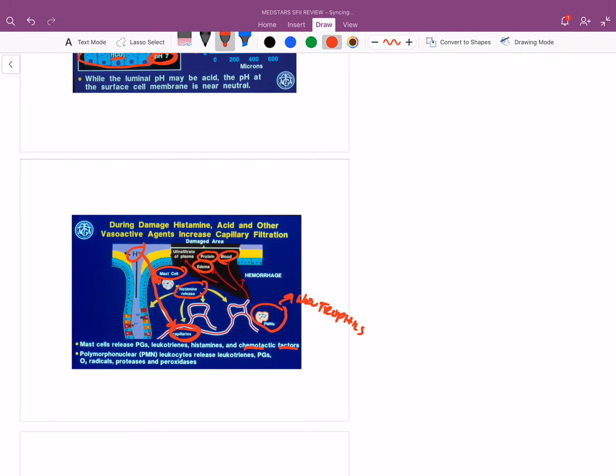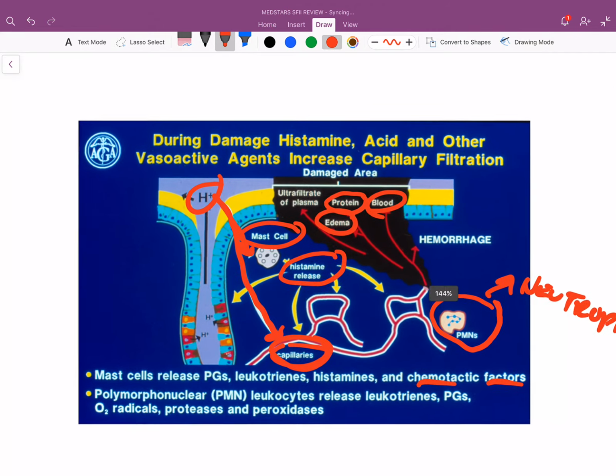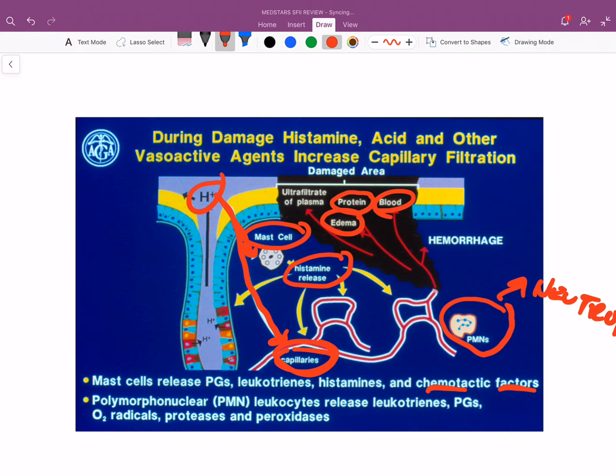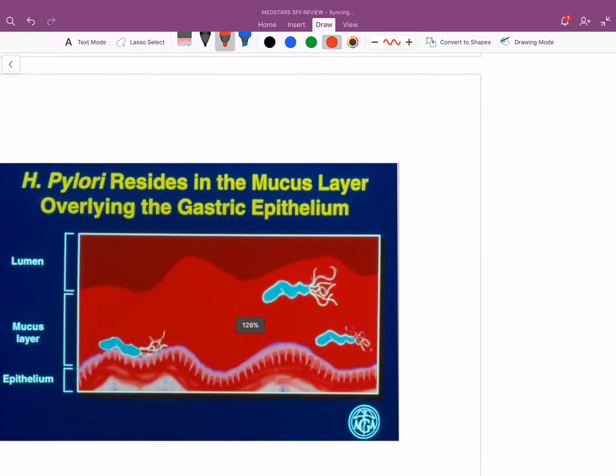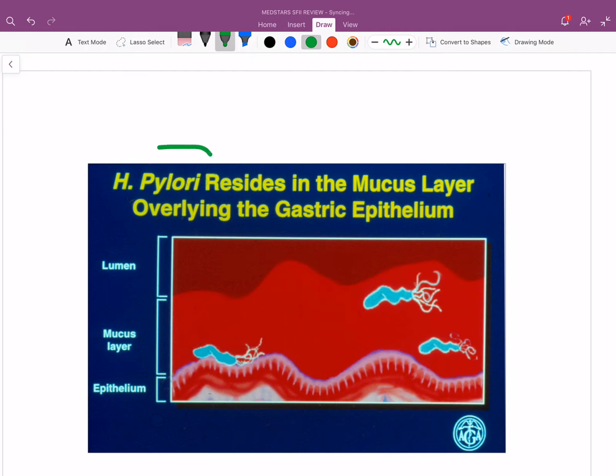And what's the cause of this? What can cause this destruction of the mucus layer? This is high yield right here. You got to know this. H. pylori. Helicobacter pylori is a bacteria that is the number one leading cause of both gastric and duodenal ulcers, more so duodenal ulcers than gastric, and I'll explain why later.